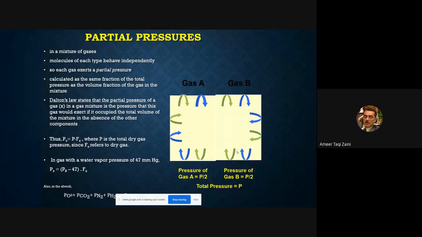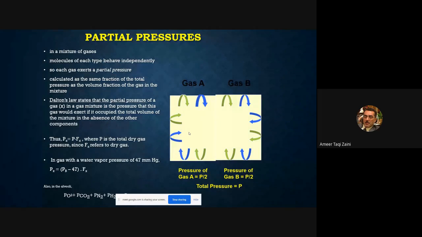Imagine we have a gas in a specific container. This gas will exert a pressure, and this pressure is called the total pressure of that gas. If we have two gases in the same container, same volume, each of them will exert a pressure. The pressure exerted by a particular gas we call the partial pressure of that gas. As you see here, this container contains two gases, gas A and gas B. The total pressure is the sum of gas A and gas B. If we want to estimate the partial pressure of gas A, it will equal the total pressure divided by 2, because there are two equal components composing this mixture of gas.